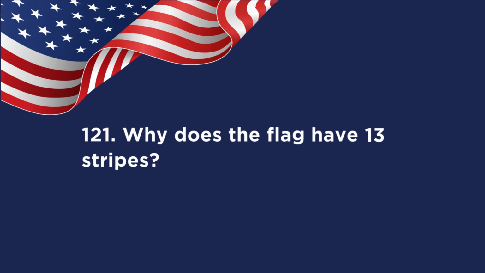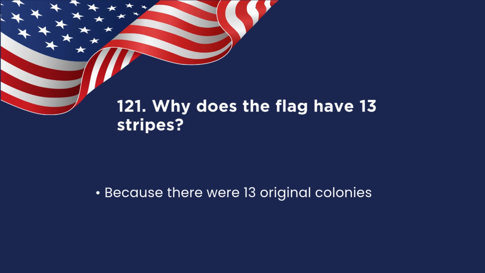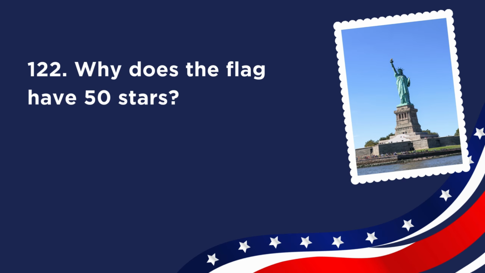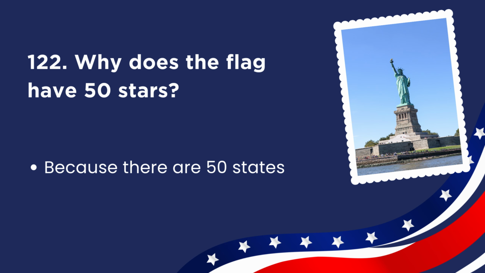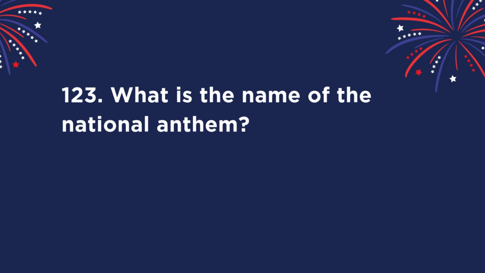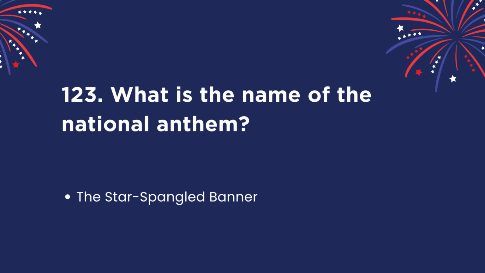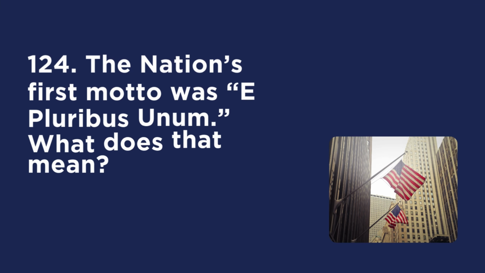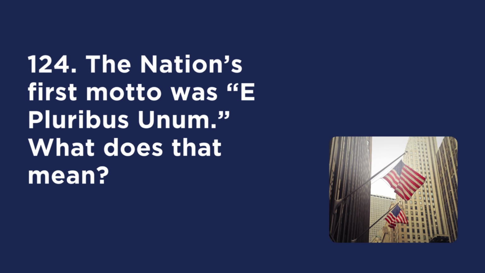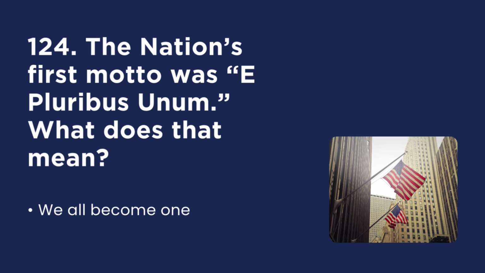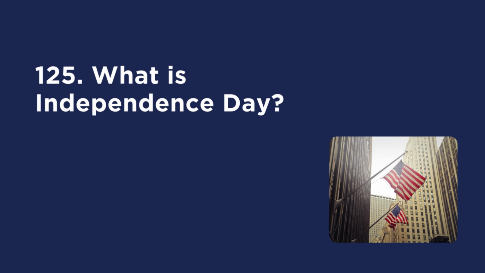Why does the flag have 13 stripes? Because there were 13 original colonies. Why does the flag have 50 stars? Because there are 50 states. What is the name of the national anthem? The Star-Spangled Banner. The nation's first motto was E pluribus unum. What does that mean? We all become one. What is Independence Day? The country's birthday.